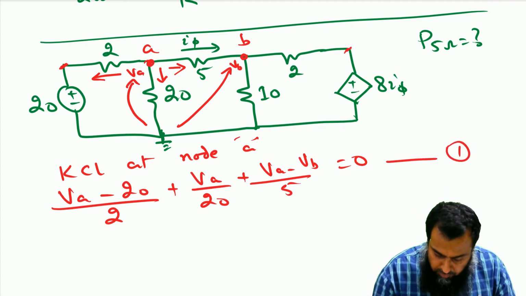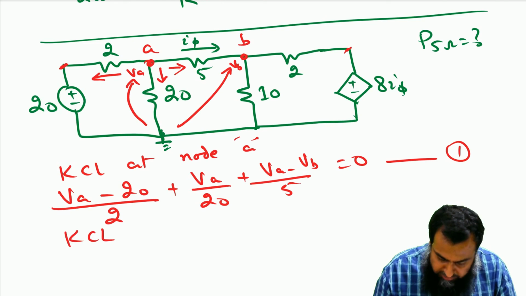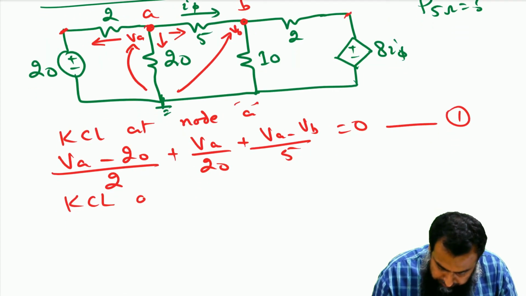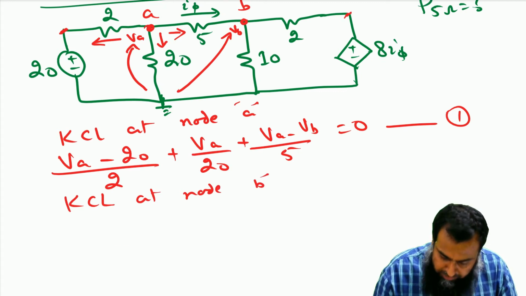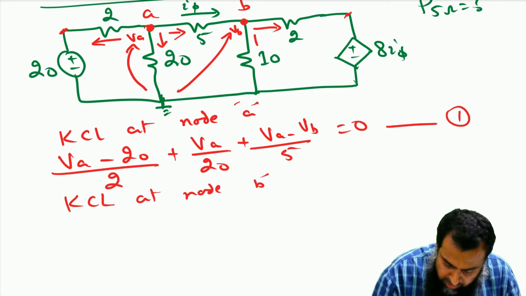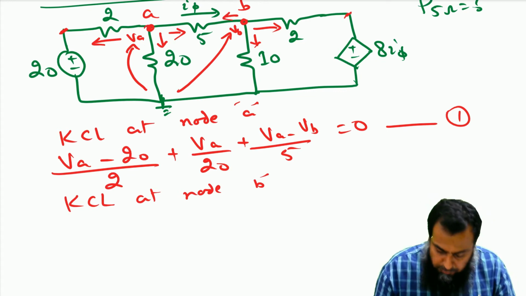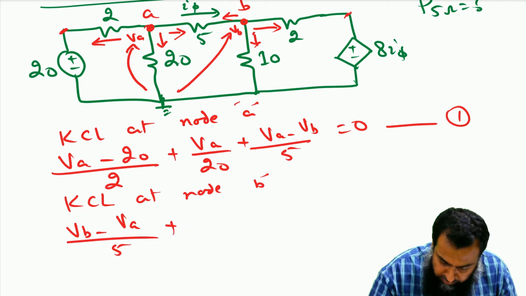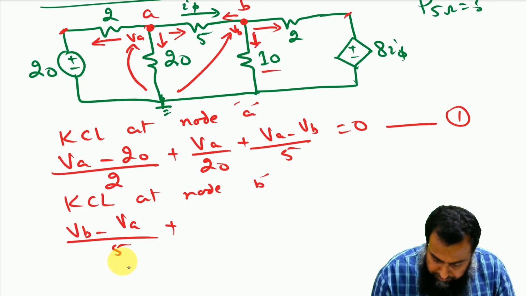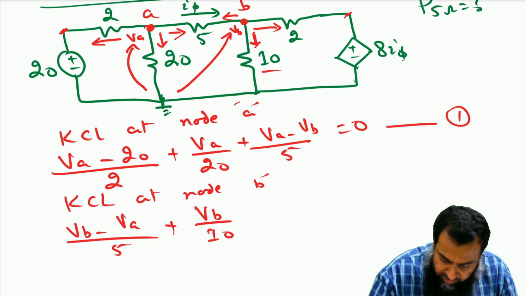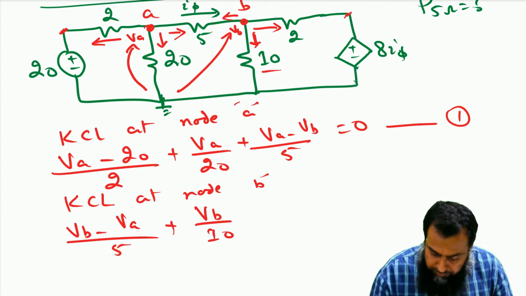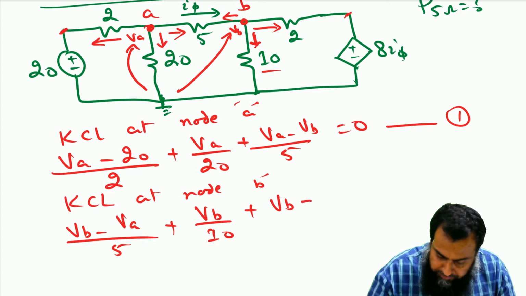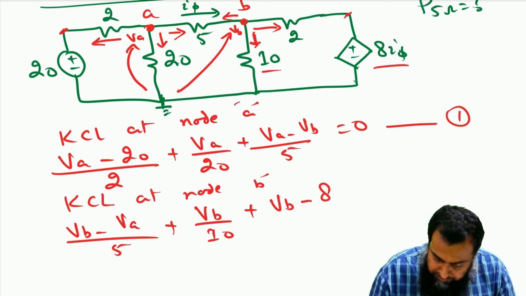As equation number 2, we apply the KCL at node B. For node B, we take all the currents flowing out of this node. The first current, flowing through this 5 ohm resistance, is VB minus VA divided by 5. Then we have a current flowing through this 10 ohm resistance. We call it VB over 10. And then we have a current flowing through this 2 ohm resistance away from this node. So now it is VB minus 8I phi, divided by 2, and that is equal to 0.